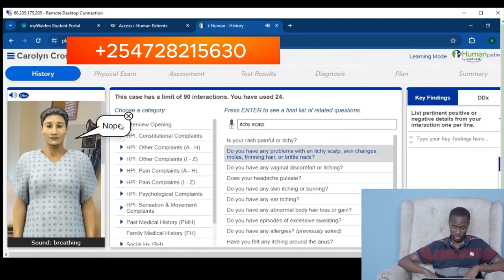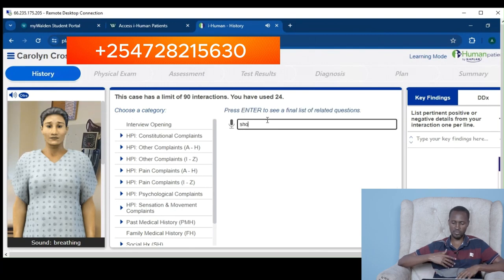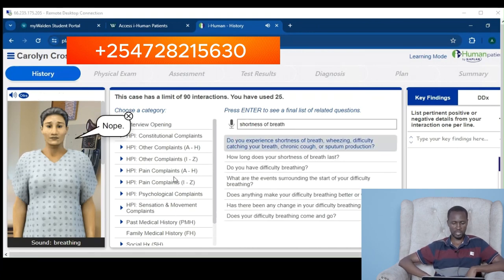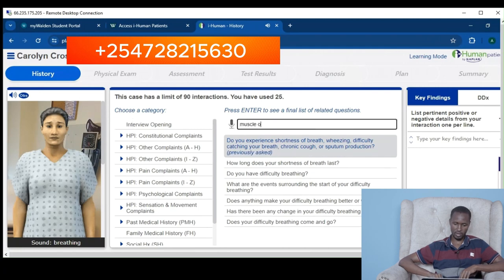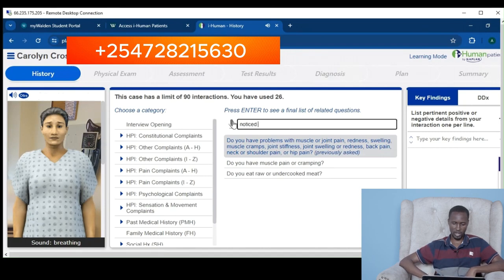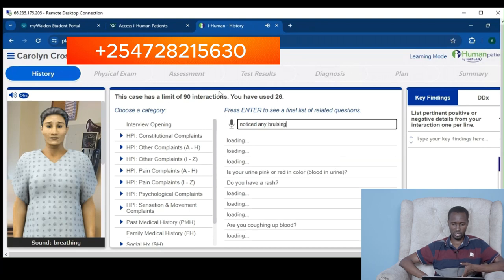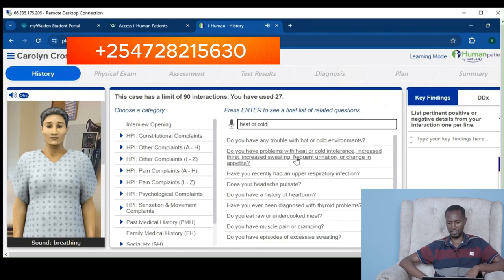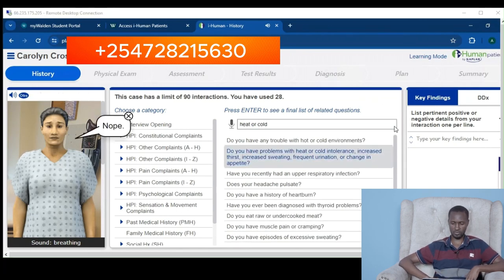Another common question for Human Cases deals with bruising. If the patient has bruises or bleeding gums, it's also a common question. Apart from bruising, you also have to ask about shortness of breath, and heat or cold intolerance. It's a common question. Another question that I ask this patient is about problems with nervousness. That's also a very common question.